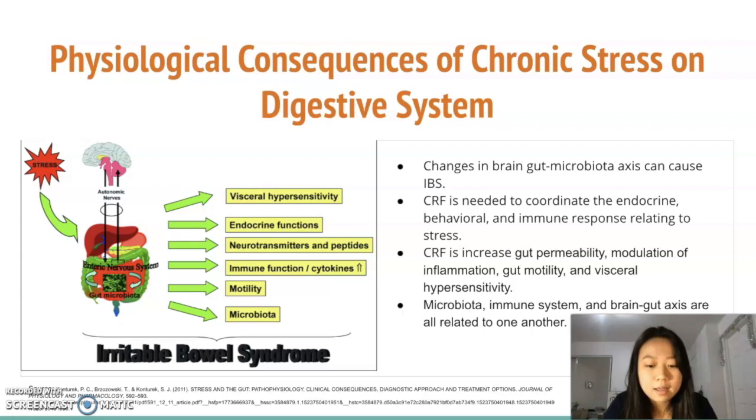On the other hand, hormones such as adrenocorticotropic hormone, or ACTH, are needed to be dispersed in order to make the adrenal gland's secretion of the stress hormone cortisol work. Recent studies have determined that gut microbiota, the immune system, and also the brain-gut axis are all connected to one another when it comes to the stress response of the gut.